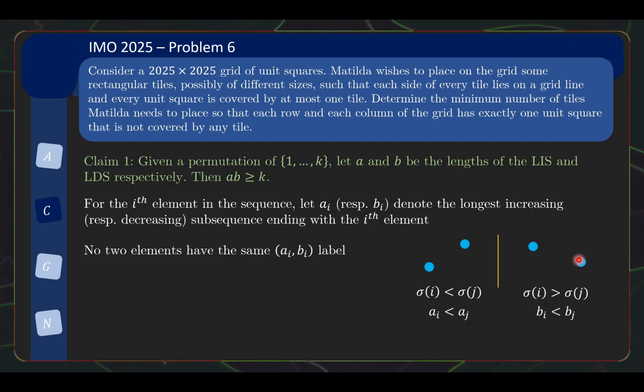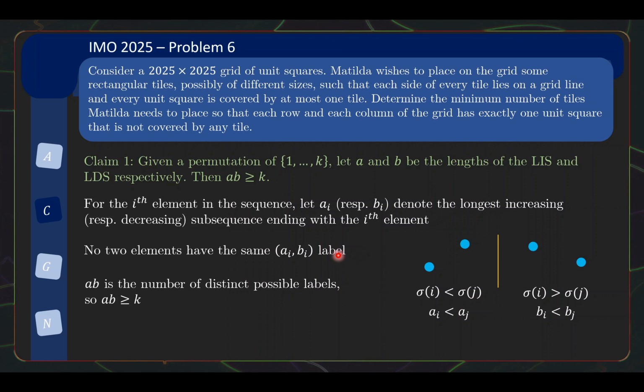On the other hand, if the value of the ith element is bigger than the value of the jth element, then Bi is less than Bj, because the longest decreasing subsequence ending with the jth element is at least as long as taking the longest decreasing subsequence ending at the ith element and then appending the jth element to it. So hopefully this is clear. So we cannot have the same (Ai, Bi) label for every two elements.